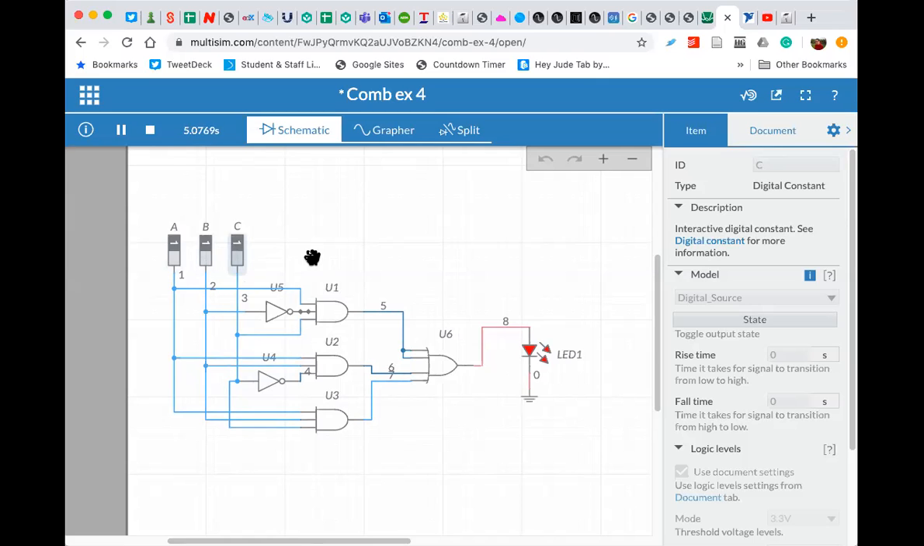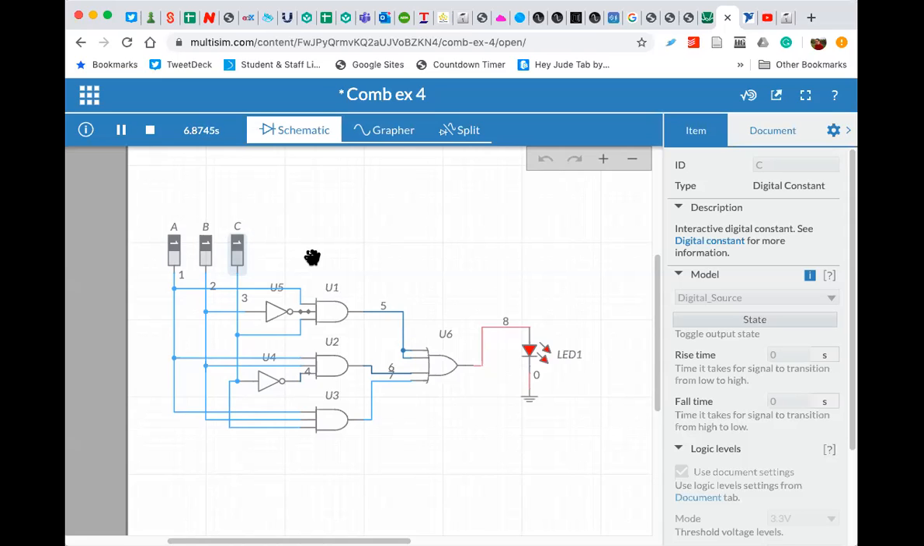Okay? However, it's possible to simplify that to a circuit with fewer gates. So that's something that we're going to take a look at now. There's a number of ways you could do it. You could do some Boolean algebra, but I'm not teaching that. Or we can use something called a Karnaugh map.